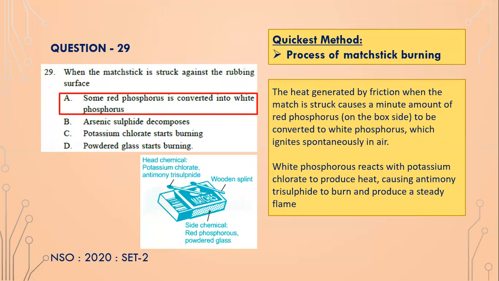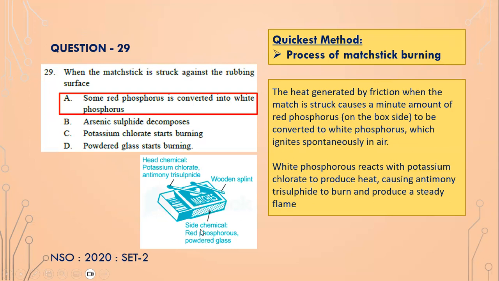When the matchstick is struck against the rubbing surface, some red phosphorus is converted into white phosphorus. So what are the constituents of a matchstick? The head has got potassium chlorate and antimony trisulfide, and it has got a wooden splint. In the matchbox, the side is made up of red phosphorus and powdered glass. And that's why it is porous.